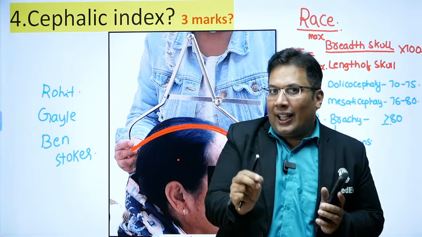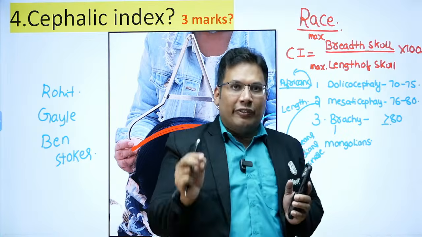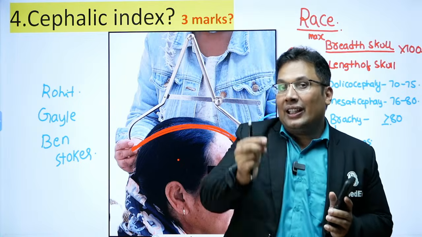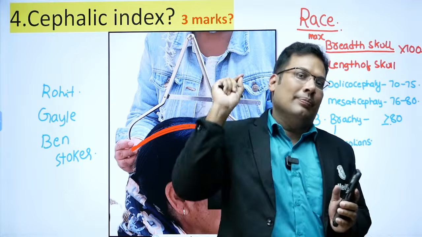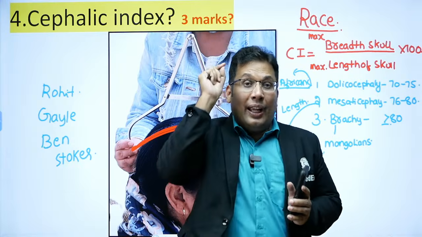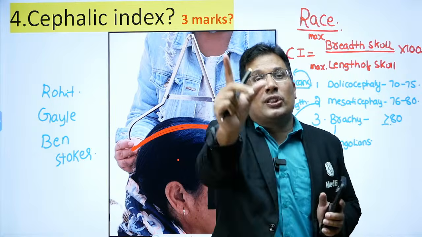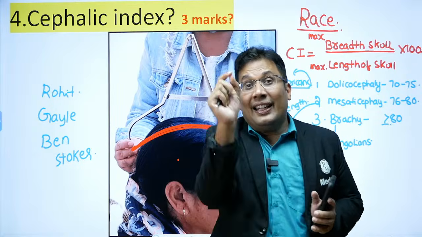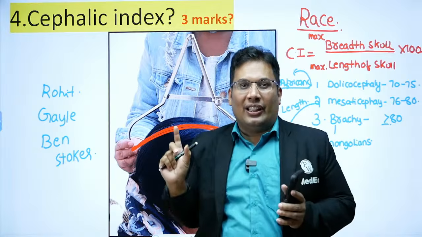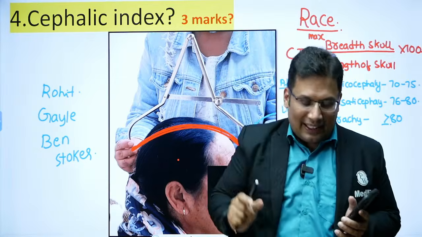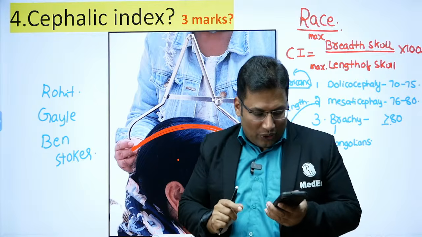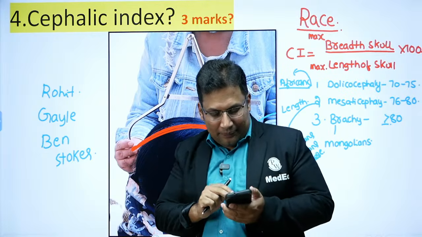So again, one important MCQ here. Long-headed means basically dolichocephaly. In dolichocephaly, anterior-posterior diameter is maximum. AP diameter is maximum in dolichocephaly. Cephalic index is minimal in dolichocephaly. Two important MCQs, very commonly asked in INI-CET exam. Ben Stokes, good. Many answered. That's great.